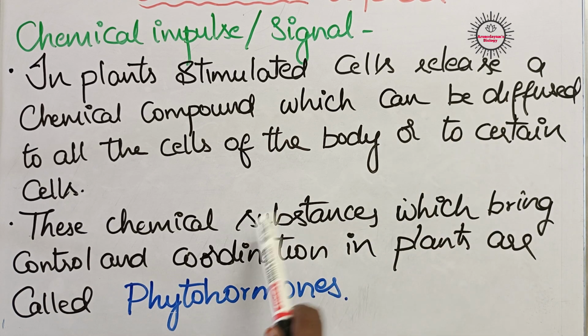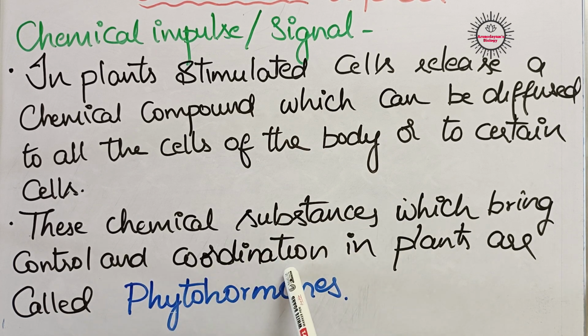Okay, these chemical substances which bring control and coordination in plants are called phytohormones. Phyto means plants. Hormones means chemical substances which bring control and coordination. So these phytohormones are present in plants. They will help in transmitting information from one cell to another cell within the body. Okay, but the transmission of information through these chemicals is very slow, but it is steady and persistent.